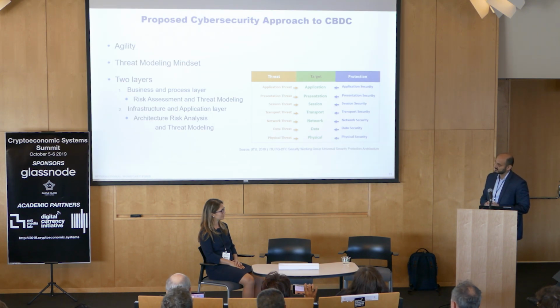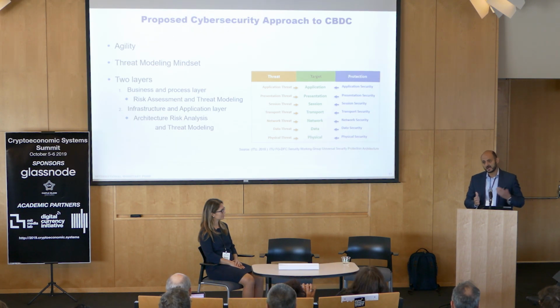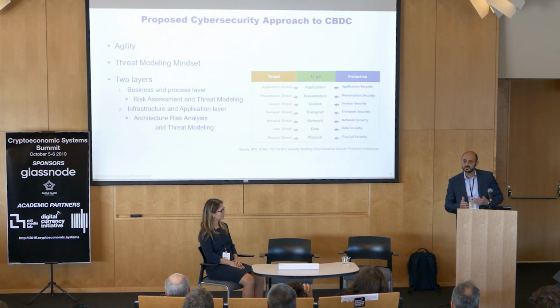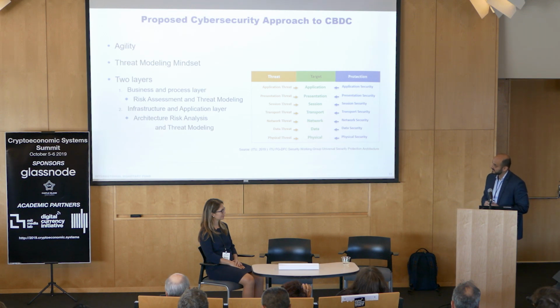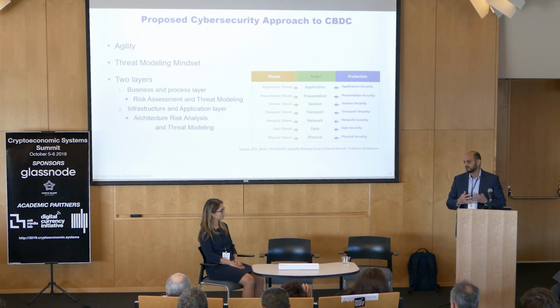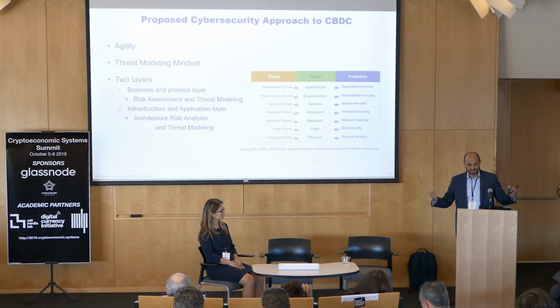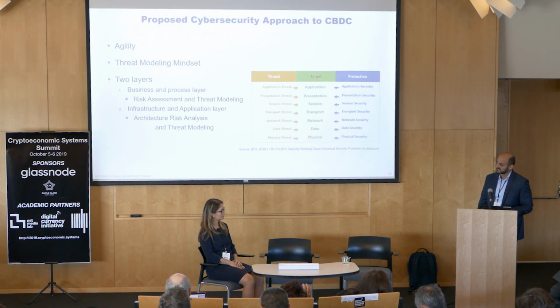The first is the business and process layer, where they should be doing a risk assessment and a threat model from a high level, from early stages. Also looking at their gaps in the process, looking at their policies, revisiting their standards to adapt as the CBDC is coming along. And the second is the infrastructure and the application layer. This is getting into the details of the technology once it's decided, of the systems, of the architecture and the cloud providers, and doing mostly an architecture risk analysis there and a threat model as well.